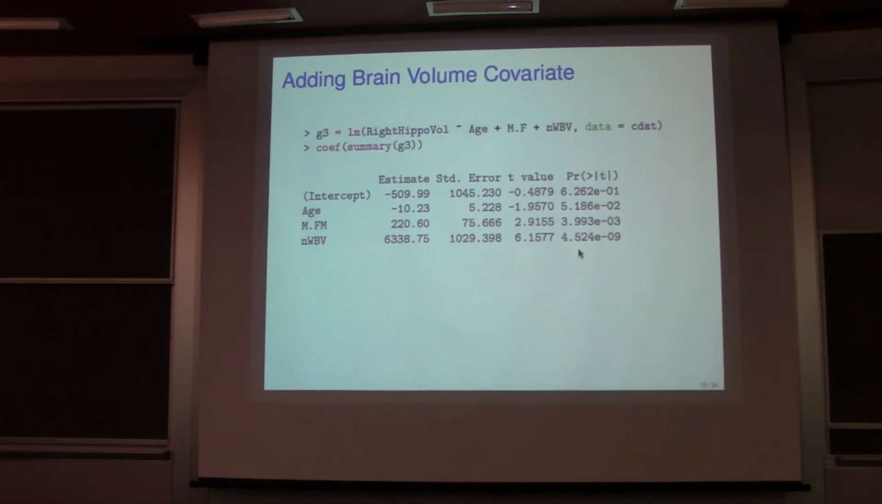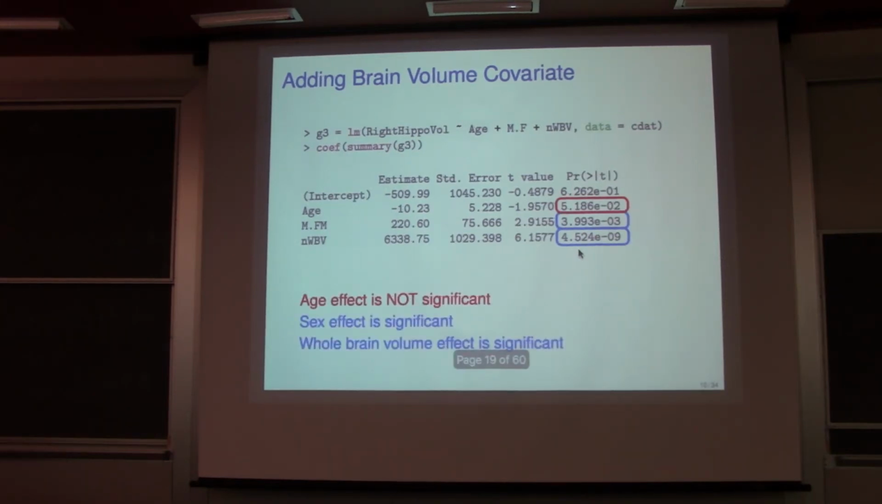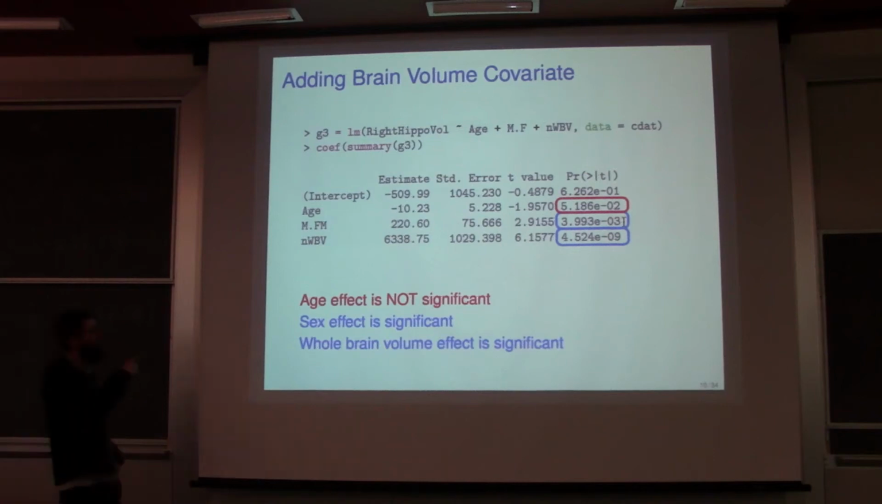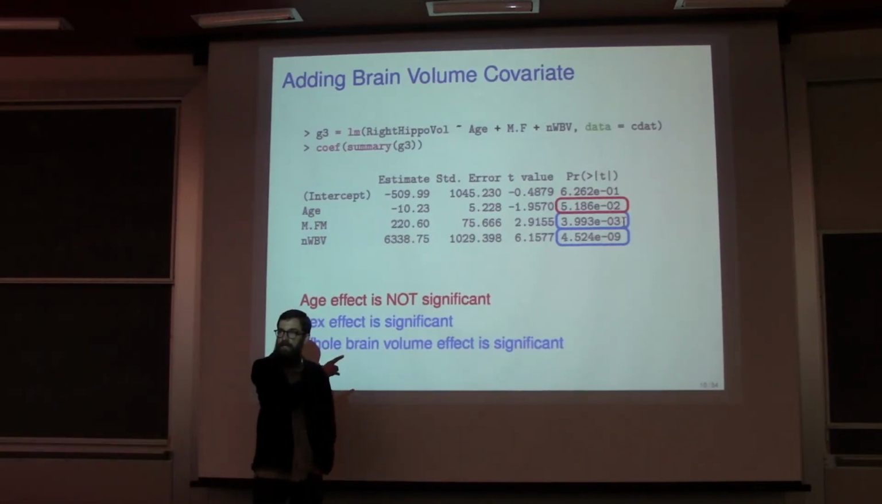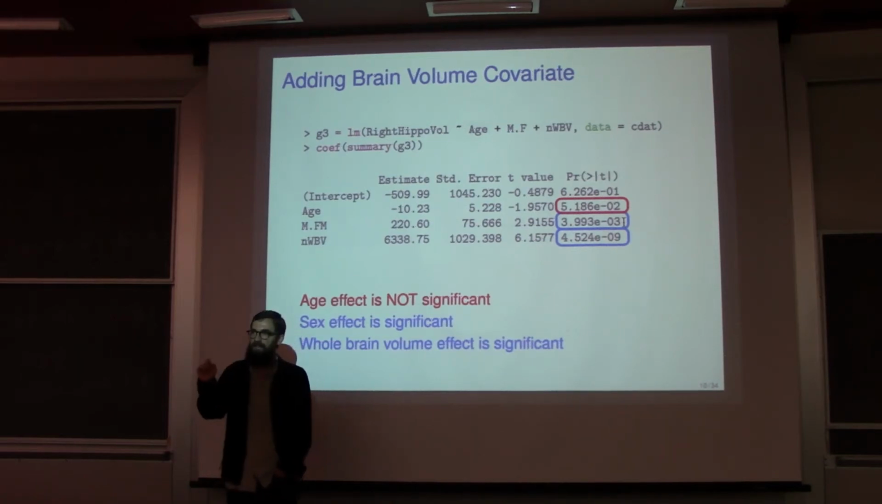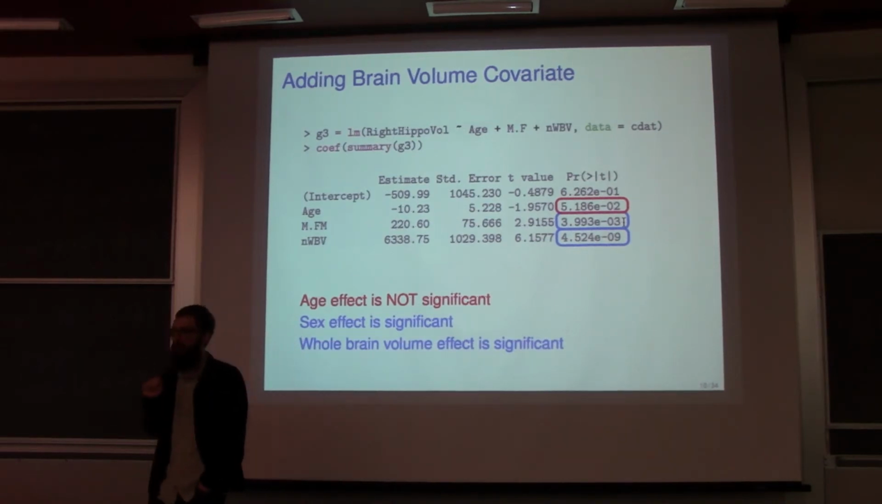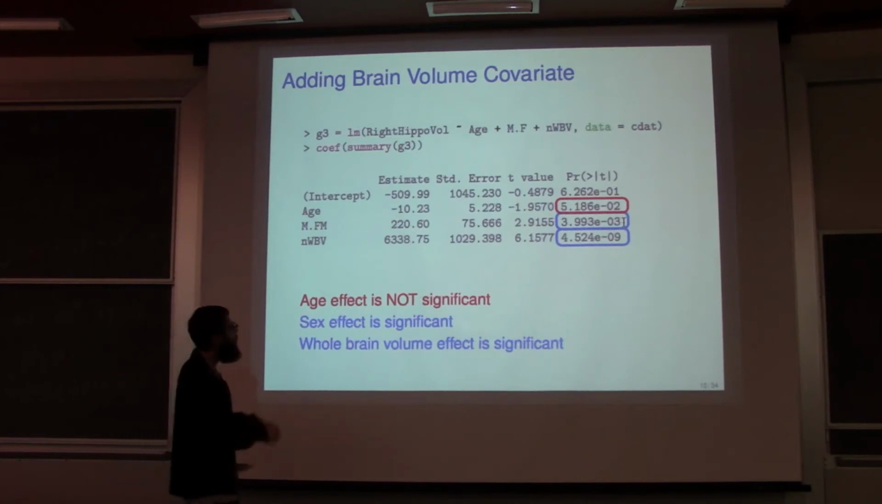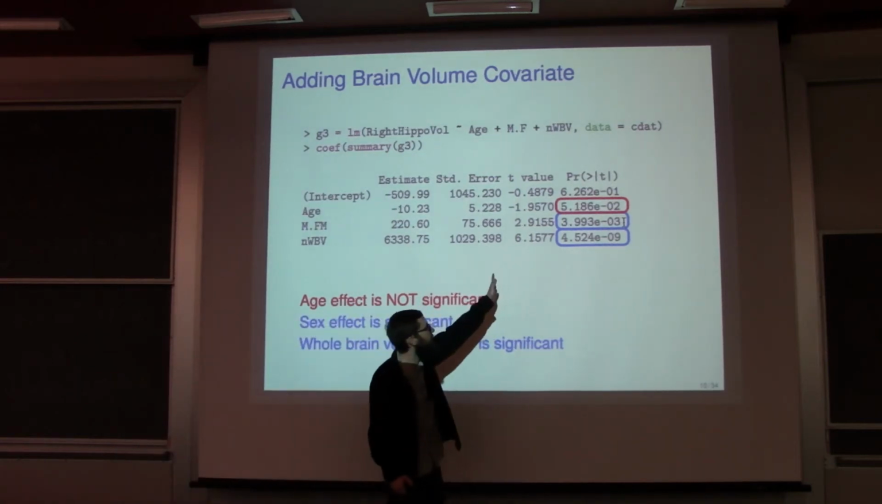Now let's throw in whole brain volume. Now all of a sudden something very interesting happens. I throw in whole brain volume, and now I do have this the right way. If I throw these three in together, male-female is now significant. It's suddenly 0.003, so that is below 0.05. And whole brain volume is significant, it's 10 to the minus 9.